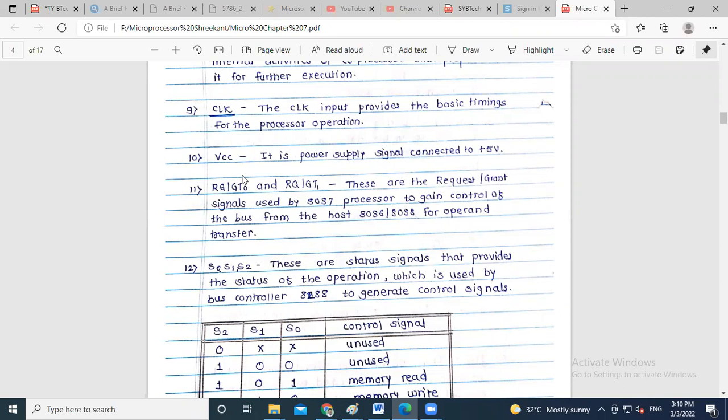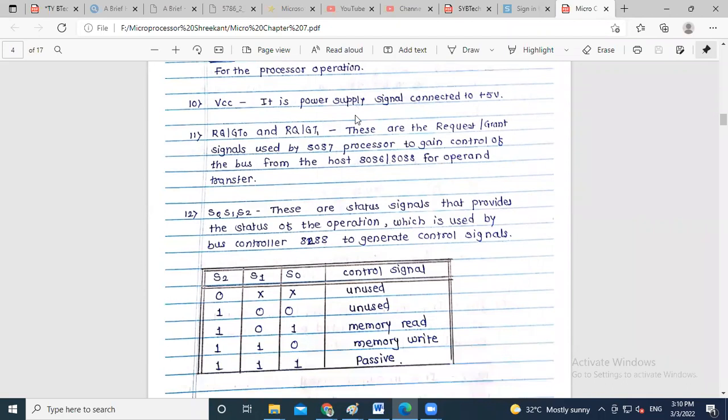VCC is nothing but the power supply to the coprocessor. It is a power supply signal connected with 5 volts. Just 5 volts is more than enough for the 8087. So next one is the request and grant signals. RQ means request and GT means grant signals. So two grant signals are there, GT0 and GT1, grant 1 and grant 0.